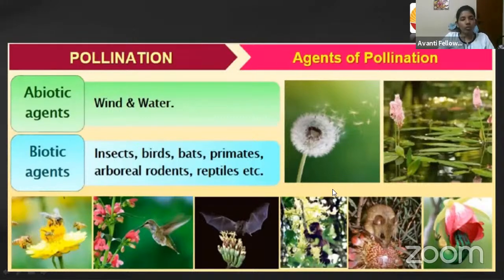I told you the movement of pollen grain from the anther to the stigma. How is it moving? Is there any carrier, any transport? There are some transporters, some vehicles, some agents. Those are all called agents of pollination. So what are all the agents of pollination? Abiotic agents and biotic agents.